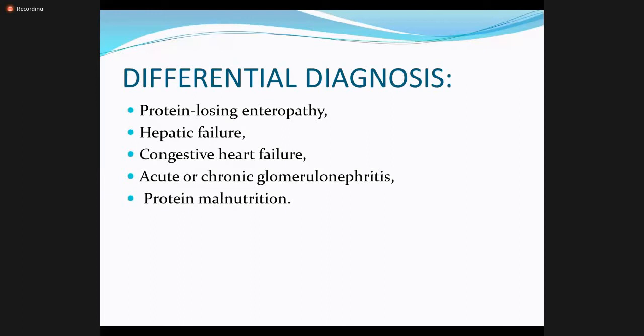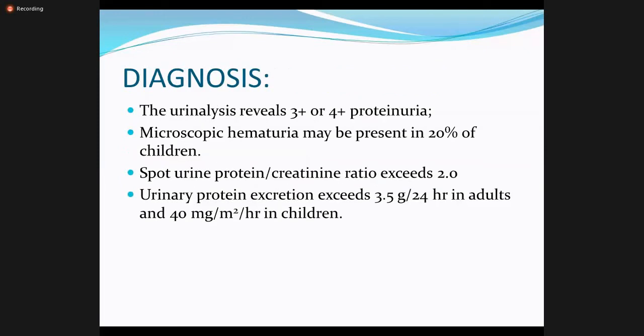So how do you diagnose? The typical diagnostic test is the urine DR. The simple urine DR analysis shows +3 to +4 proteinuria. It is more than 40 milligram per meter square per hour. And the urine DR may show microscopic hematuria, or increased WBC count in some cases.